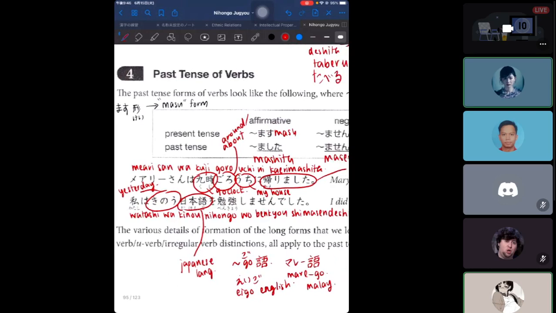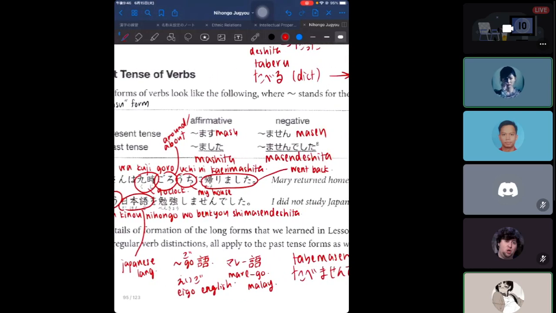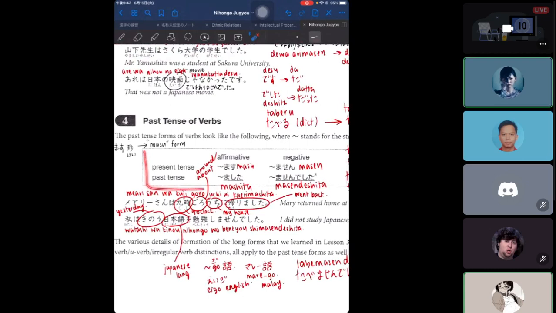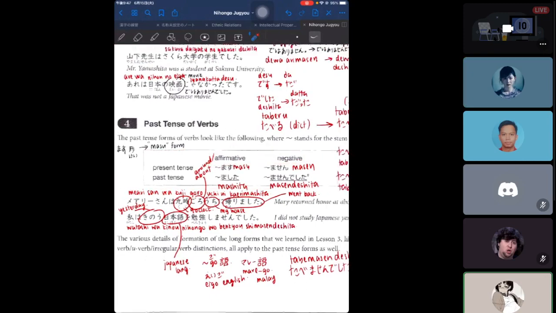を勉強しませんでした. 勉強します is the verb for to study. This one is affirmative, 勉強します. If it's past tense affirmative, it becomes 勉強しました. If it's negative present tense, 勉強しません. And if it's the past tense of negative, it becomes 勉強しませんでした. So basically, this is how you change the past tense or present tense depending on whether it's affirmative or negative.